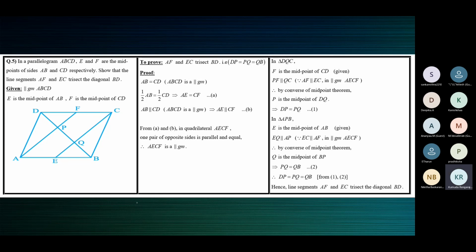Are we writing, children? Yes, ma'am. Yeah, please write. As you write, look at the figure. When you write AB is equal to CD, look at the figure, AB is equal to CD, and say, yeah, AB is equal to CD. So as you write, understand whatever you're writing.